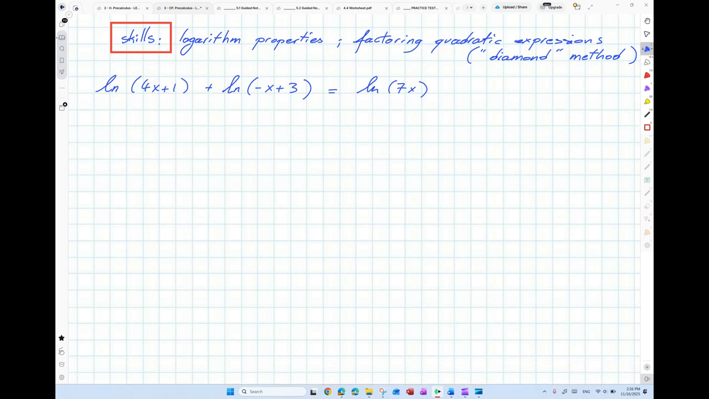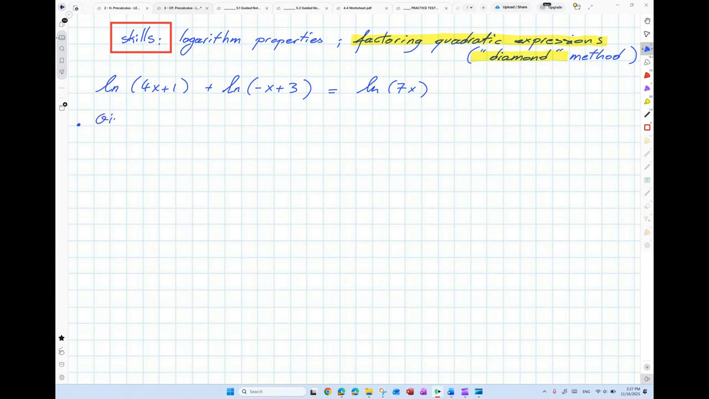Let us put in practice our skills to solve this logarithmic equation, using not only logarithm properties, but also the skill of factoring quadratic expressions. And I'm going to use the diamond method. So the first thing that I will have to do is to determine the domain of validity.